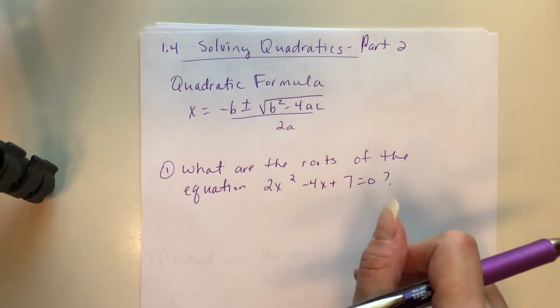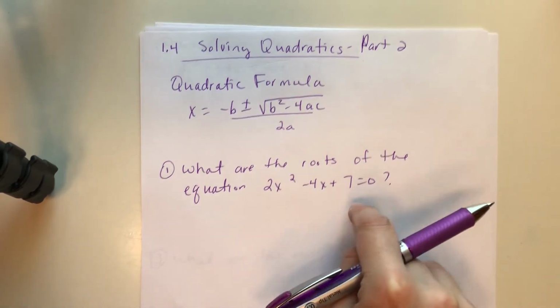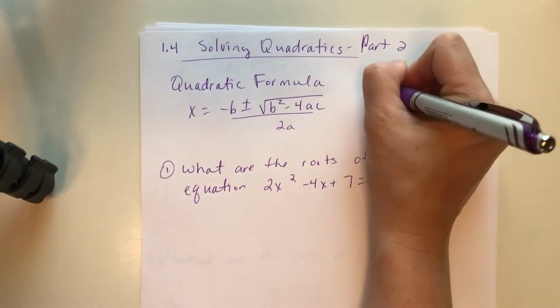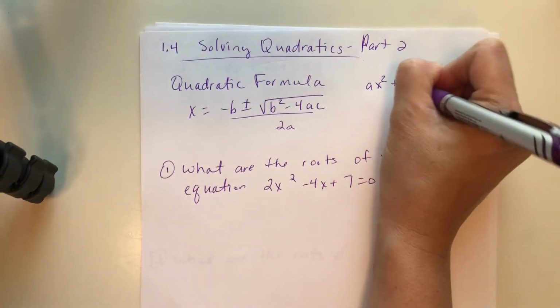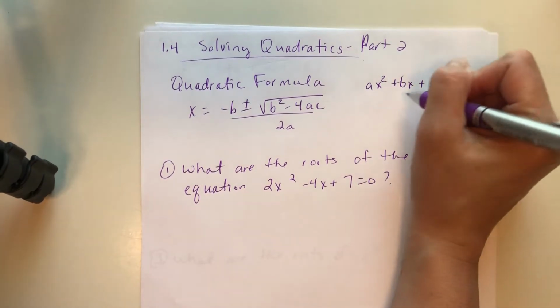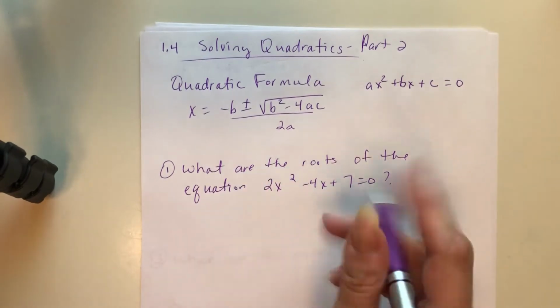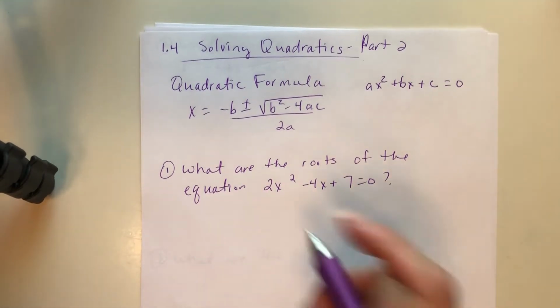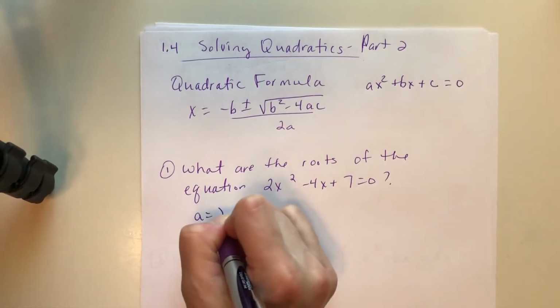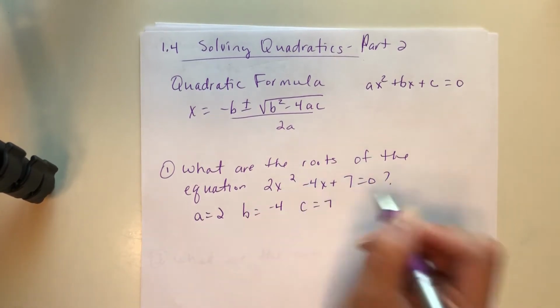Okay, so how's this going to work? Before we can do this, we have to make sure all of our equations are in the standard form. So again, that's ax squared plus bx plus c equals 0. If it's not in standard form, then you're not ready to determine your a, your b, and your c. Okay, so this one is in standard form because it's equal to 0. A is 2, b is negative 4, c is 7.